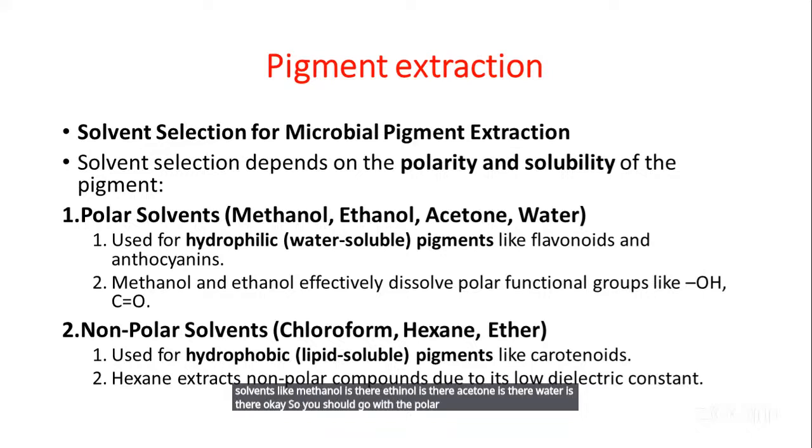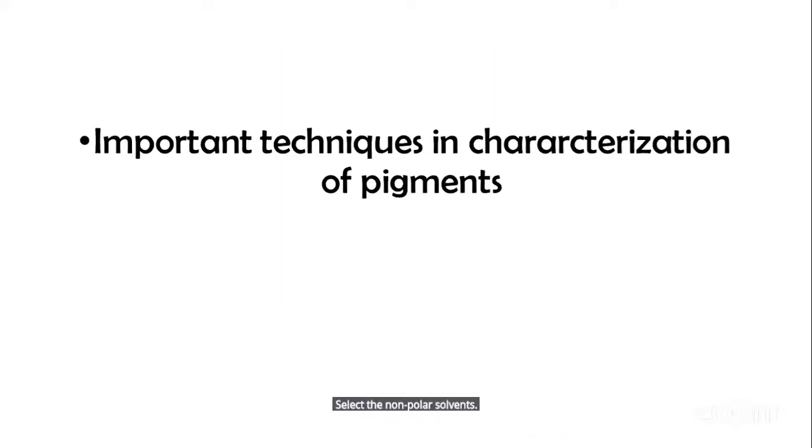And if your pigment is hydrophobic, then you should not select polar solvents. You should select non-polar solvents like chloroform, hexane. Many other solvents are also there. But you should know these two things: if your pigment is hydrophilic, go with the polar solvent. If your pigment is hydrophobic, select the non-polar solvents for the extractions. Now, this is about the extraction process.